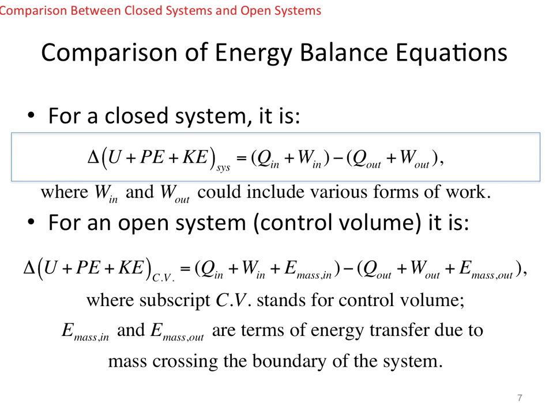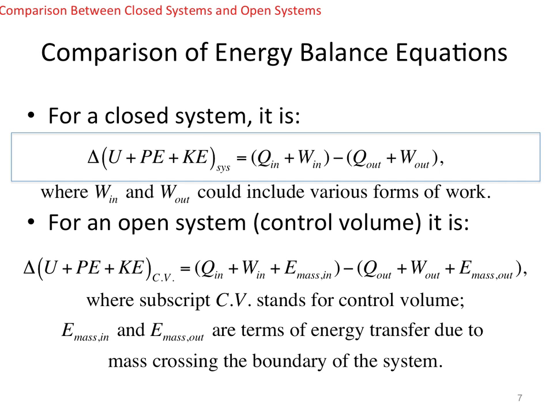Let's compare the energy balance equations. For a closed system, it is the first equation that's boxed in the blue box. The change in the system's energy, internal energy, potential energy, and kinetic energy all combined is equal to the difference between these two terms, Q in and W in minus Q out and W out. That's heat transfer and the moving boundary work for a closed system.